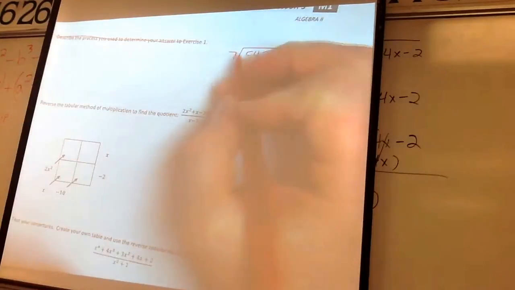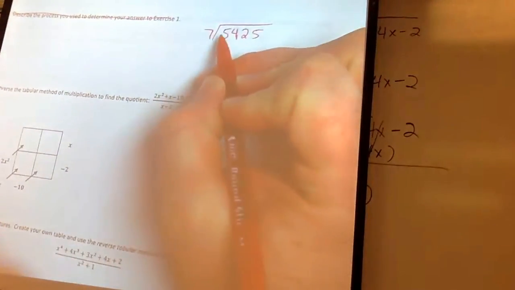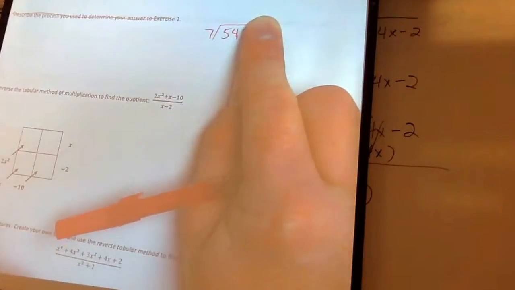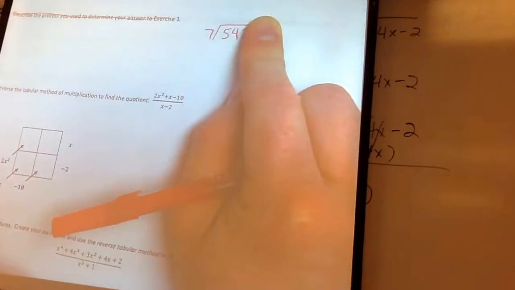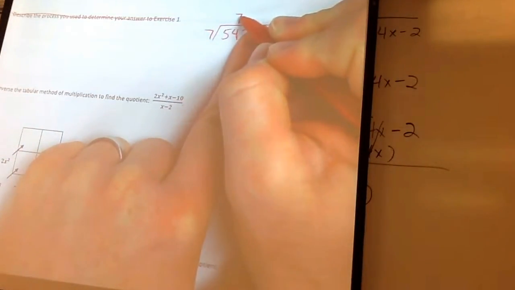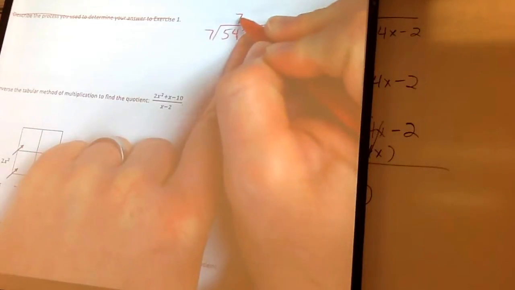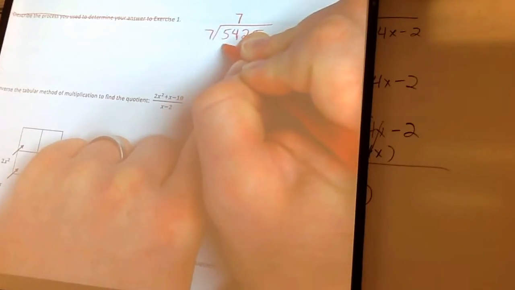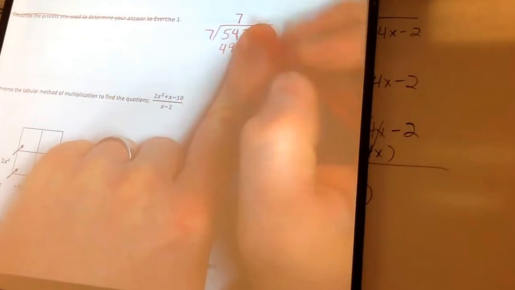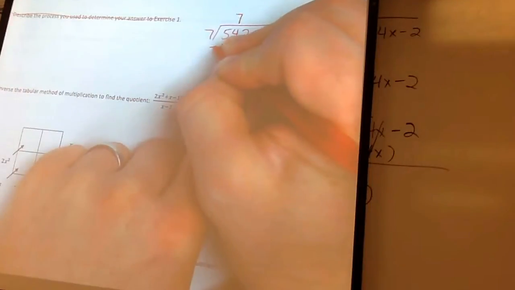So normally you would go, how many times does 7 go into 5? Nope. So then you go, 7 going into 54. How many times? 7. And then you put a 7 on top, right? Then you multiply. 7 times 7, and you write the answer from your multiplication down here. So you go 49. What do you do with these? Subtract them. Yes, that's important.